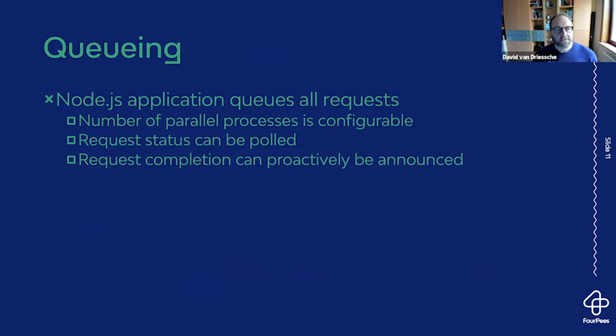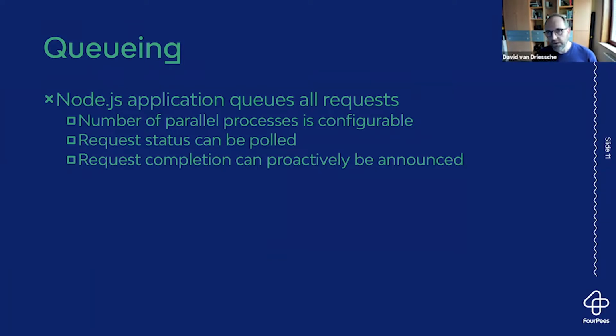Queuing. As I said, the Node.js application does queuing internally. We're using a library internally to do that so that A, we didn't have to write that ourselves, and B, it is more stable than we could ever write it. So everything that you send to this REST API, except for the very basic admin stuff, is queued.